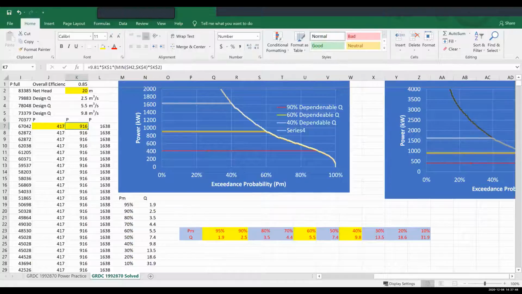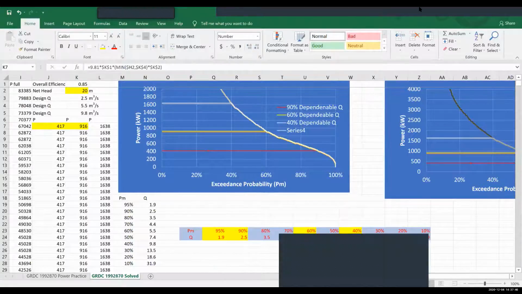Otherwise, there will be a problem. So basically, the method for preparing your flow duration curve.